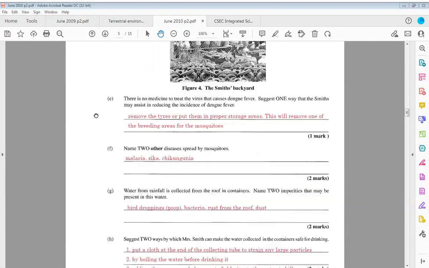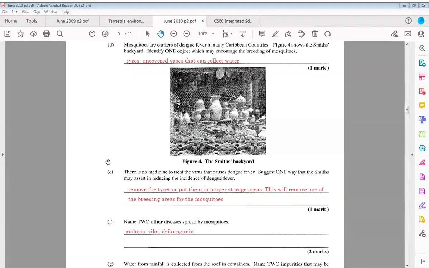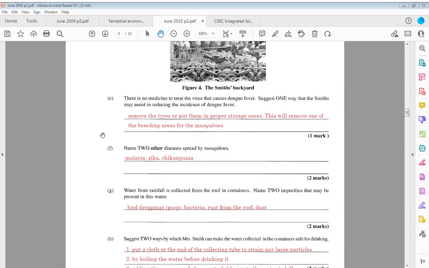Then E. There's no medicine to treat the virus that causes dengue fever. So, suggest one way that the Smiths may assist in reducing the incidence of dengue fever. Based on the answer you had put up here, if we're talking about tires, we can say they can remove the tires or put them in proper storage areas, and this will remove one of the breeding areas for the pests. Because on the inside of the tire, if water collects there, mosquitoes can breed there quite comfortably.